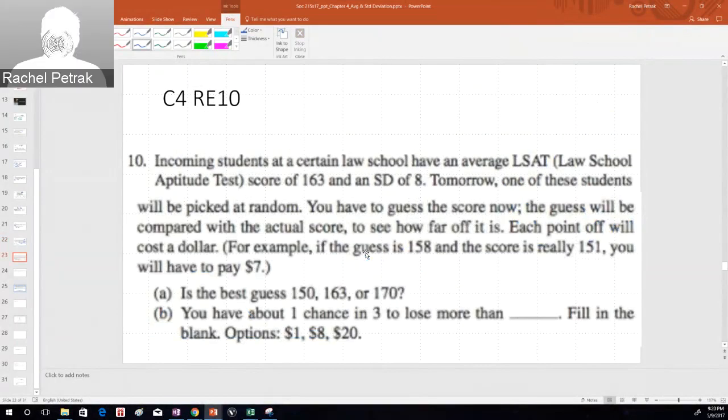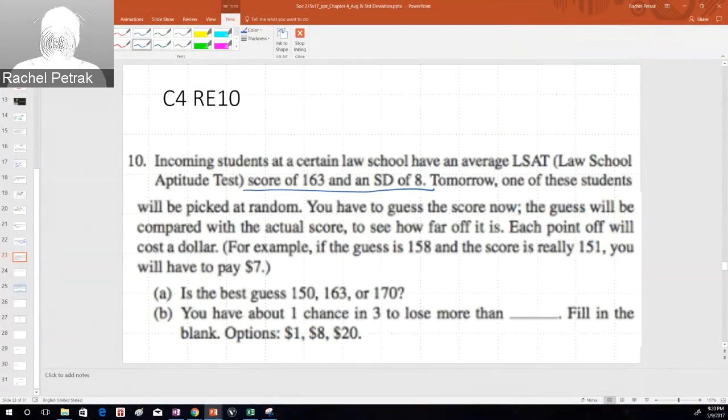Now we have an incoming test, or we have incoming students at a certain law school that have an average LSAT score of 163 and a standard deviation of 8. We're going to use that information later, and we often use numbers later. So again, it's nice to highlight them when you're reading through. Tomorrow, one of these students will be picked at random. You have to guess the score now.